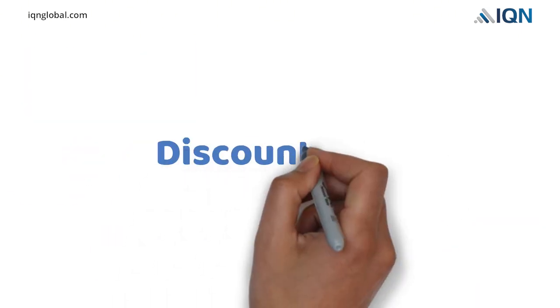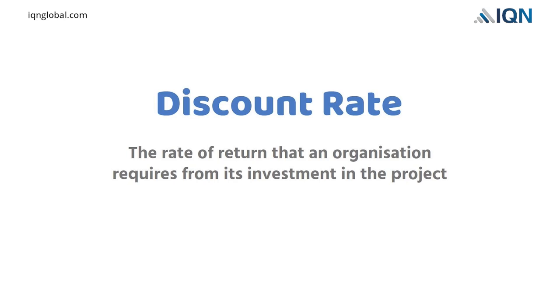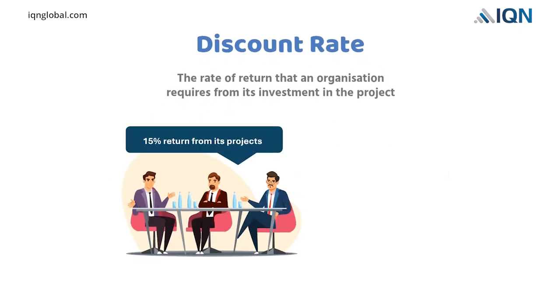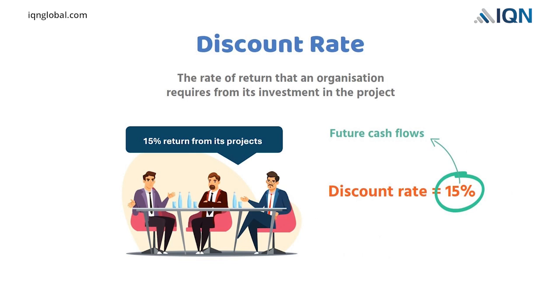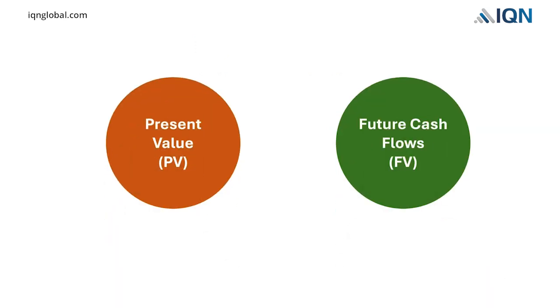We can define discount rate as the rate of return that an organization requires from its investment in the project. If an organization requires 15% return from its projects, then the discount rate will be 15%. We will use this percentage rate to discount all future cash flows from a project. This discounting will give us the present value, PV, of all future cash flows, FV, of the project.